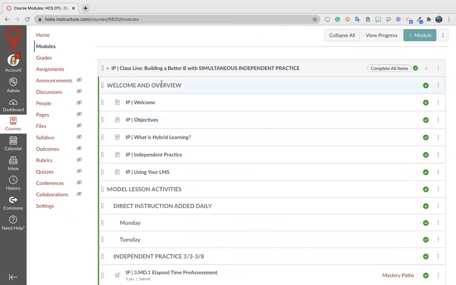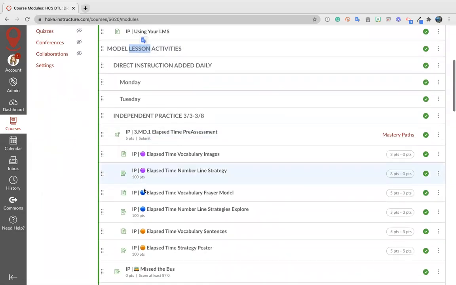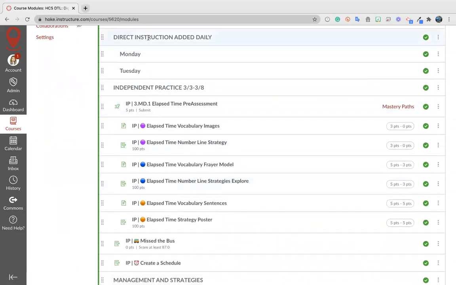So I want you to see here, this we can't click on. This is a text header. So this is one way that you can lay out your module to help direct kids where to go. So we're in this direct instruction, right? They can't click on that, but you can add pages underneath and publish those each day.